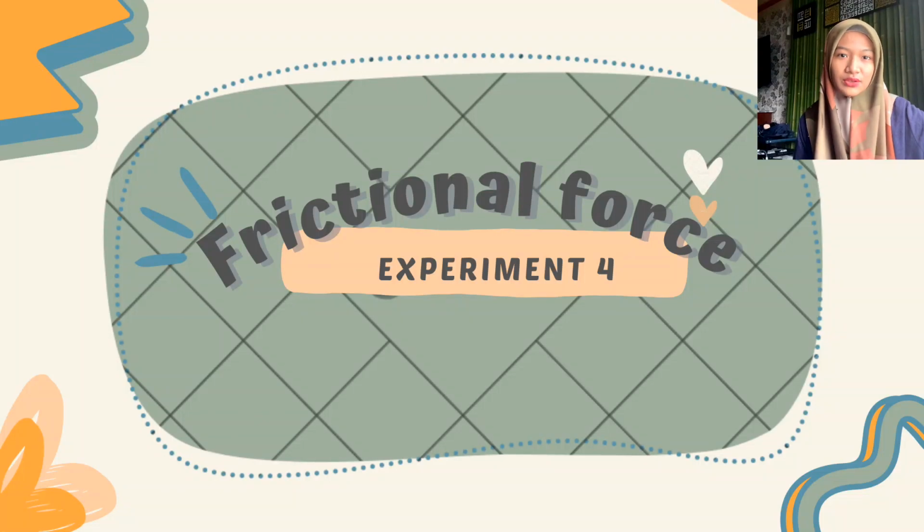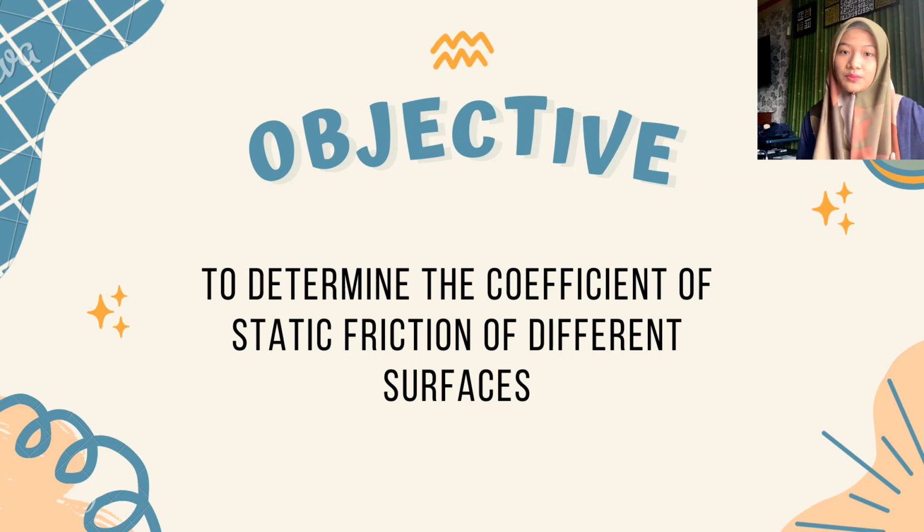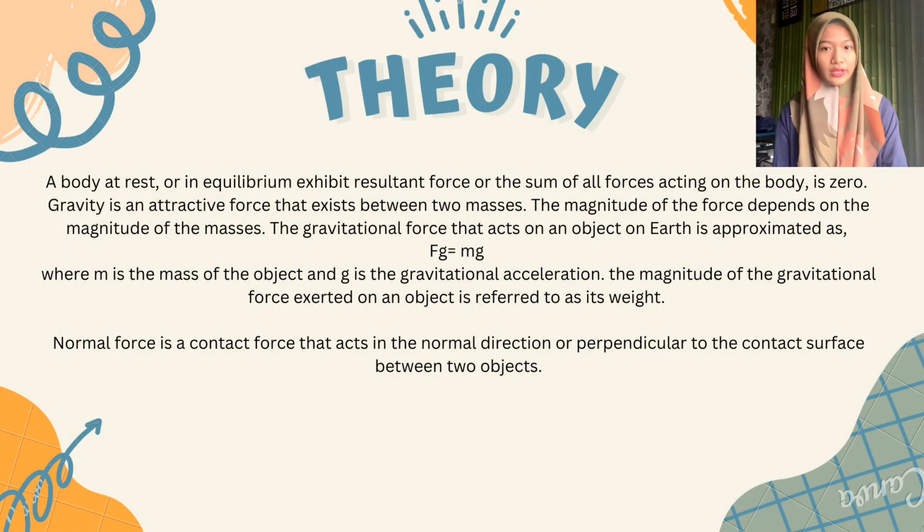So back with me, Hanis, into the fourth experiment, which is frictional force. The objective of this experiment is to determine the coefficient of static friction of different surfaces. Based on the theory, a body at rest or in equilibrium has a resultant force, or the sum of all forces acting on the body, of zero.